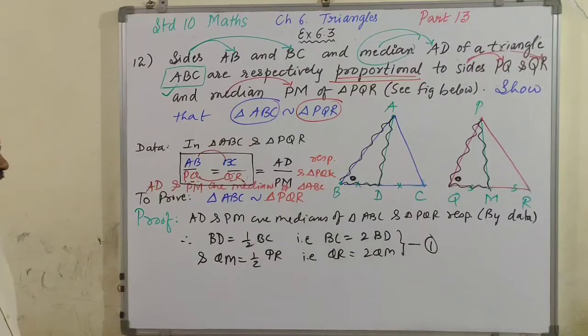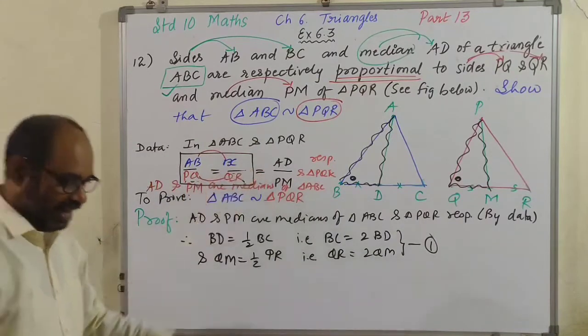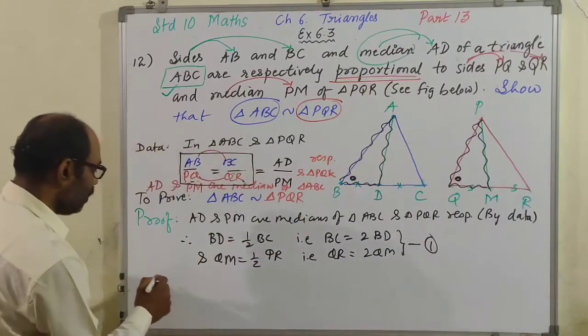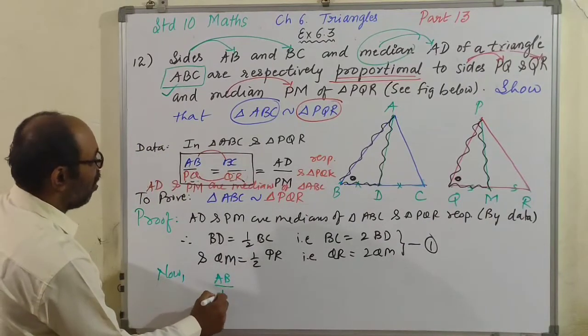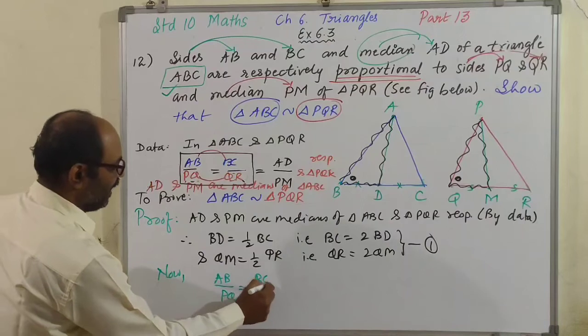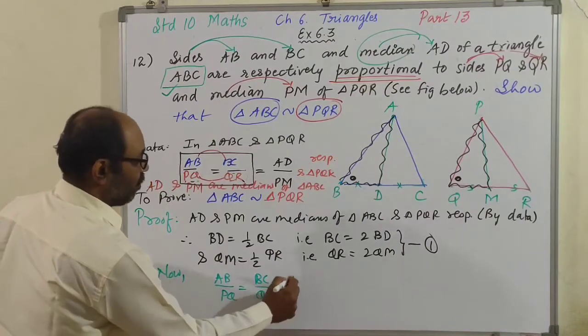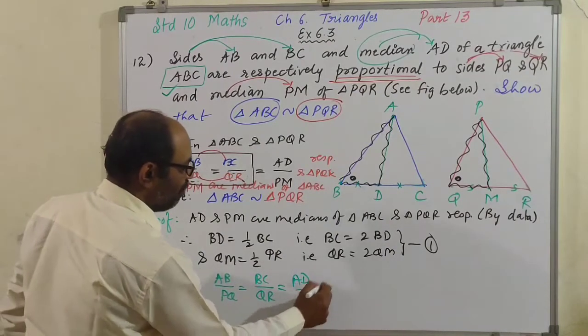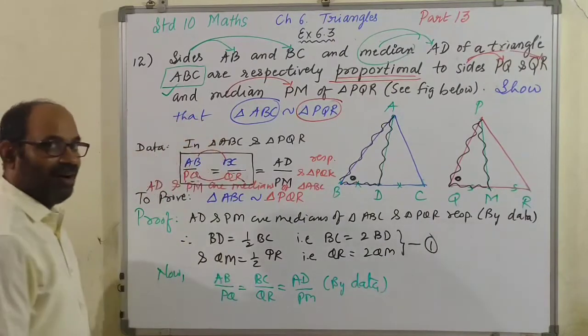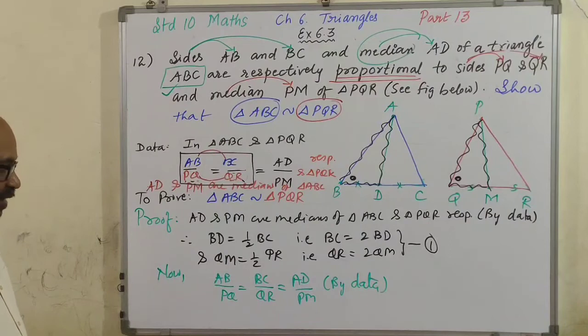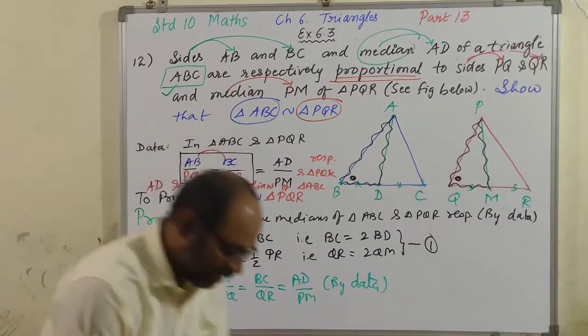Okay, now I pick up this data. Now, what we have: AB upon PQ is equal to BC upon QR is equal to AD upon PM. Where did we get it from? By data. All right? Now there is no space for me to write. Okay, I'll write here.